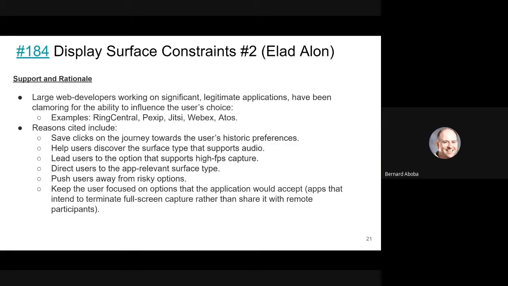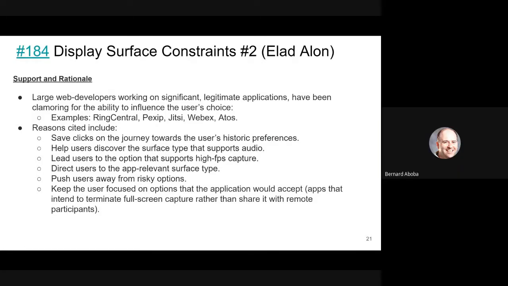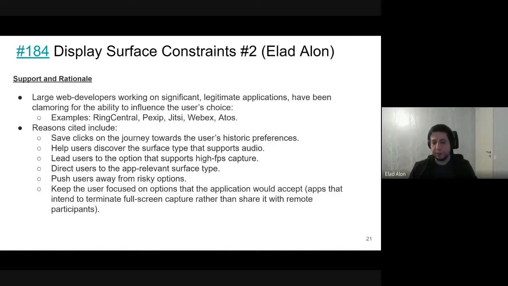I am quoting Pexip, if I'm not mistaken. But at least if I were to repeat the argument for my own sake, it would be that you just see, oh, this user has chosen tab 9 out of 10 times, so let's offer them tab first. Okay, so you're not asking for any more than just what they chose, just the surface type.